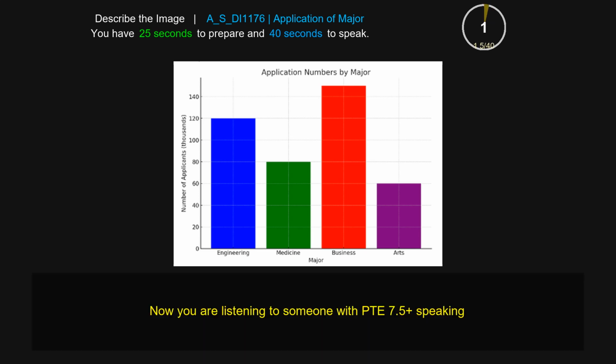The bar chart represents information about application numbers by major. There are different majors such as engineering, medicine, business, and arts. The highest number is about 140,000. On the other hand, the lowest number is about 60,000. The second highest number is about 120,000, which is for engineering, and 80,000, which is related to medicine. In conclusion, business stands out the most.